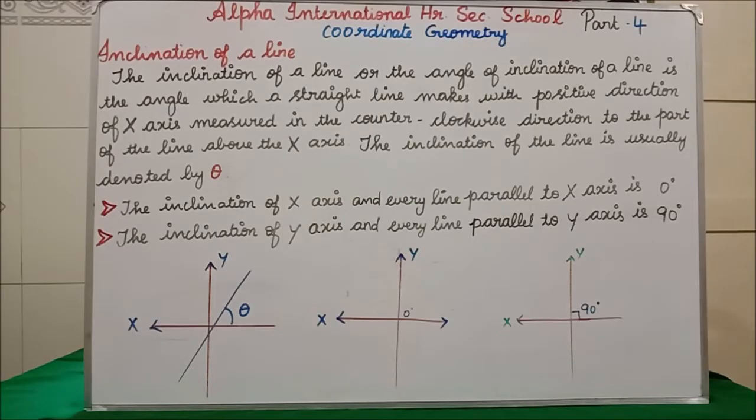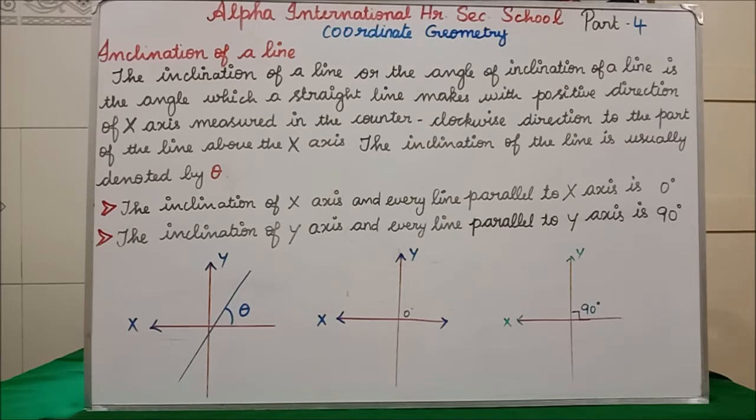We are now in part 4 video. In part 4 video, we are going to see the exercise 5.2. Before going to exercise 5.2, we want to know some definitions and formulas so that only we can do that exercise 5.2. Now, the first definition in exercise 5.2 is inclination of a line.